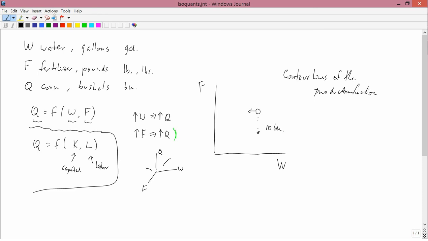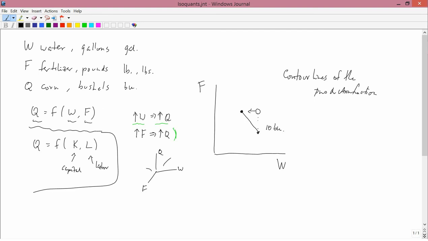Because increasing water increases output, but I want to decrease output in order to get back to 10 bushels so I can draw my contour line. And so if I want to decrease output, I need to decrease water. So decrease water to some amount, I don't know what the length would be, but some amount until you get back to 10 bushels, and then you can join these with a contour line because they both represent 10 bushels of output. So contour lines of the production function would be downward sloping.